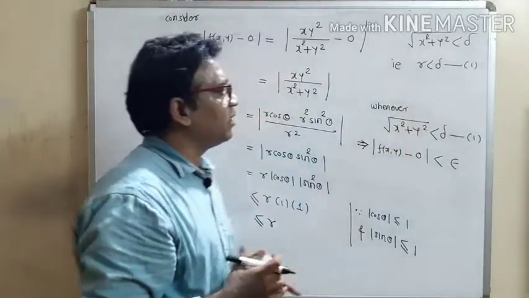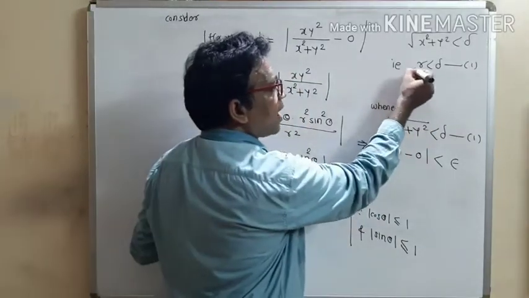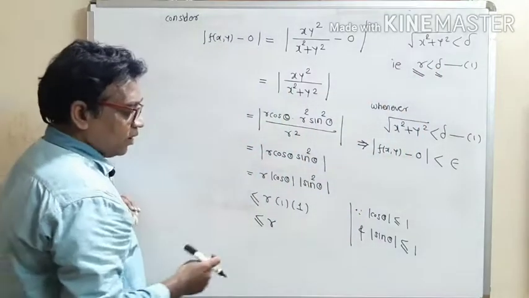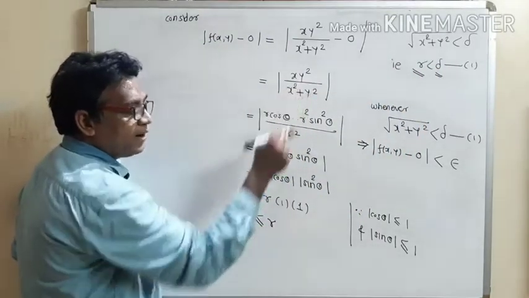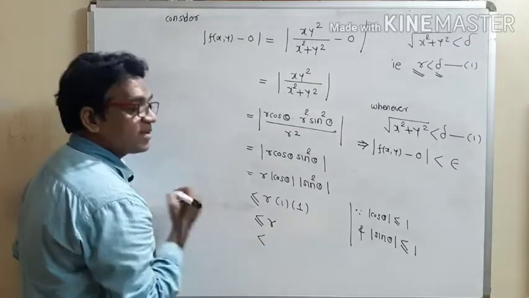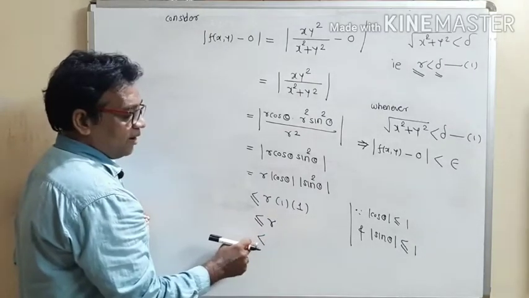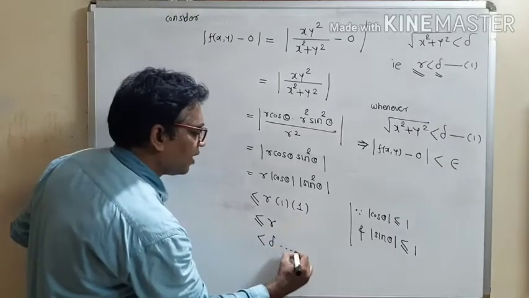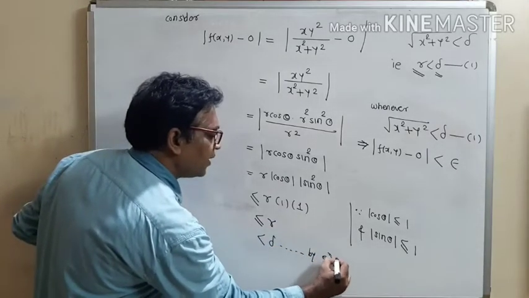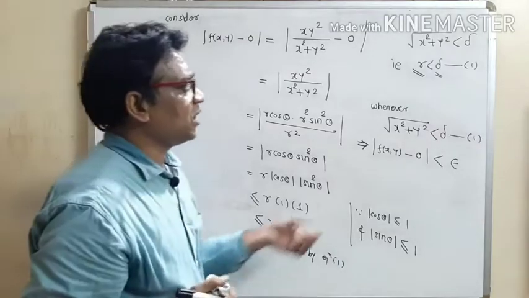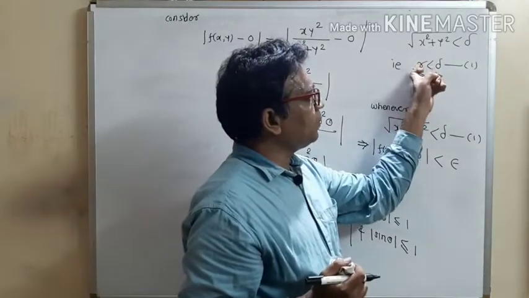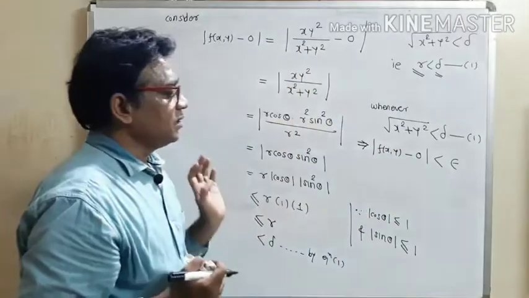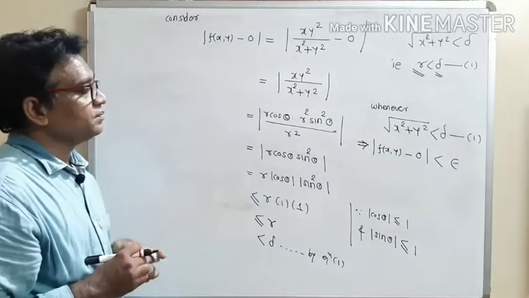What is equation 1? We can replace r by delta by taking the less than sign. So replace this r by delta by taking the less than sign, and give the reason by equation number 1. So see what we have shown.